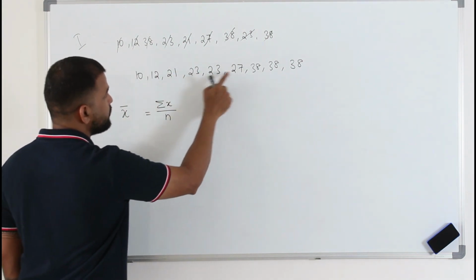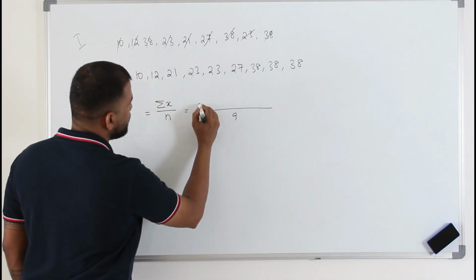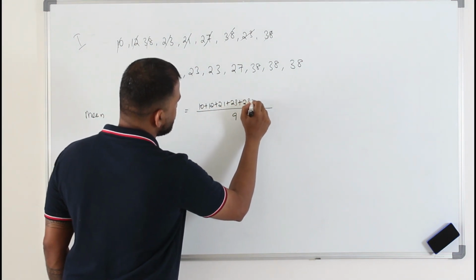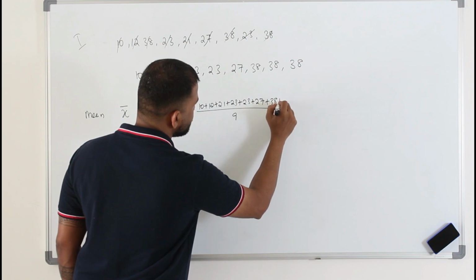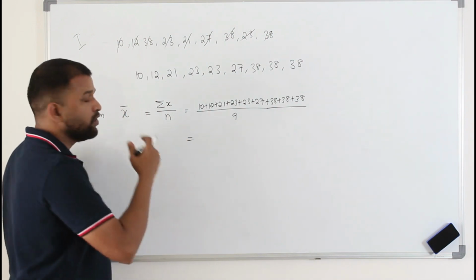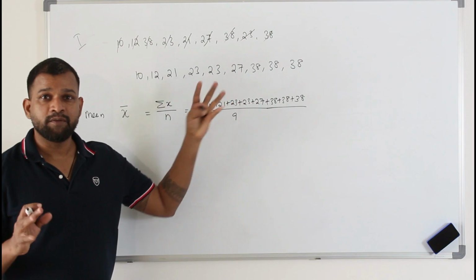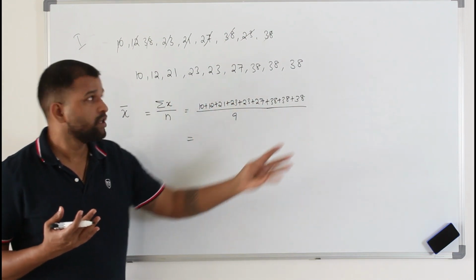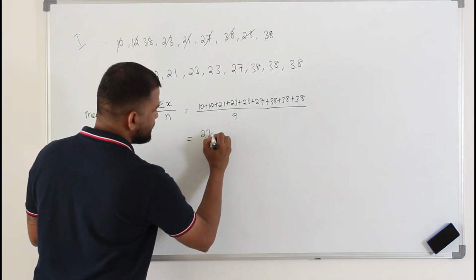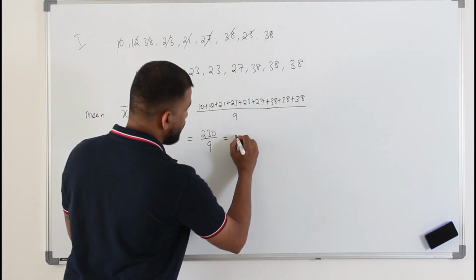1, 2, 3, 4, 5, 6, 7, 8, 9. So you need to divide by 9. Sum up everything: 10 plus 12 plus 21 plus 23 plus 23 plus 27 and 38 three times. So that's how you find the mean. In order to find the mean, you don't need to write it in ascending or descending order because anyway you are going to add all the numbers. So you can straight away find the mean from here. So you get 230 over 9. So the answer is 25.555.